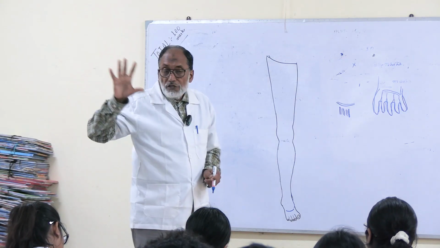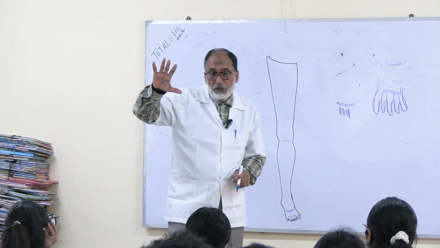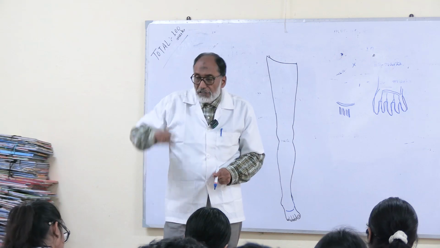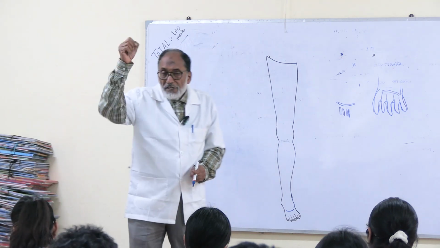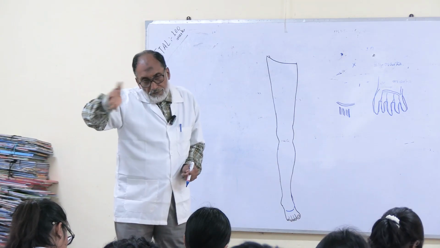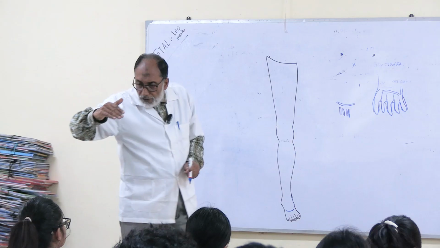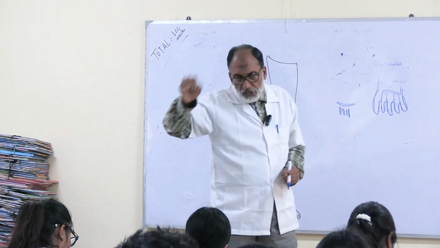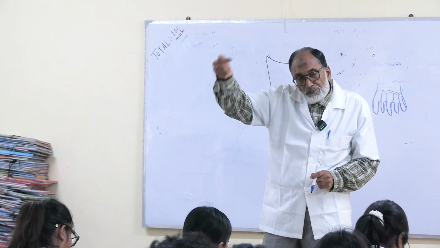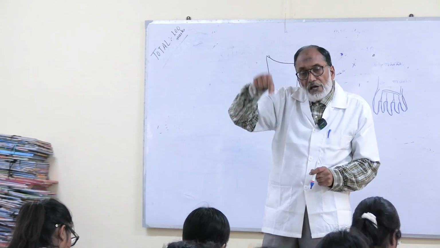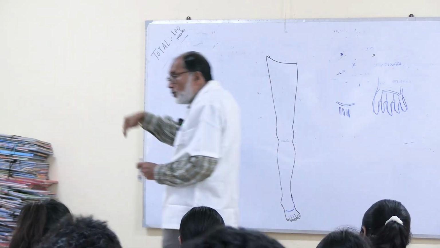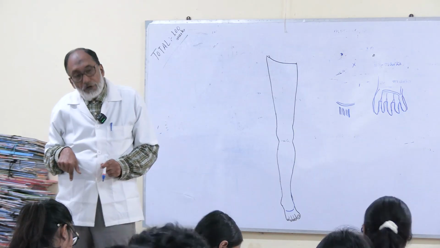What is the cribriform fascia? There is a fascia on the saphenous opening. There is a saphenous opening on the upper medial aspect of the thigh. That opening is covered by a sieve-like structure that is called the cribriform fascia. So it will pierce the cribriform fascia and then ultimately it will enter into which vein? Femoral vein.